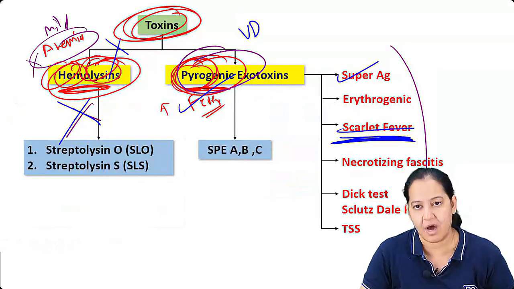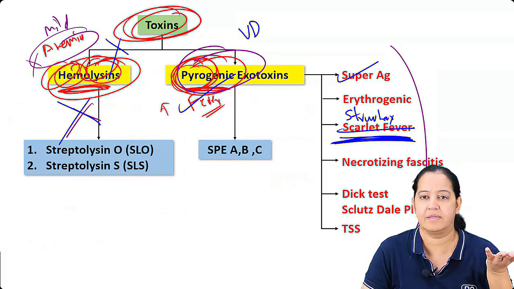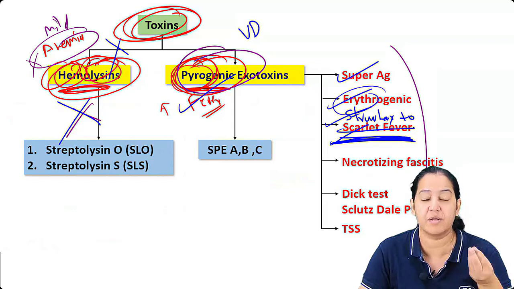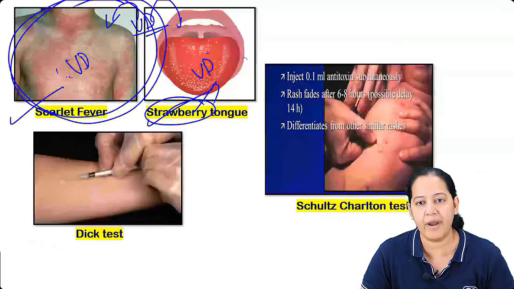So it causes scarlet fever. Here you can write it causes strawberry tongue. It causes scarlet fever, it causes strawberry tongue. It is erythrogenic, erythrogenic meaning redness. It causes redness because of vasodilatation. You got my point? Say yes.